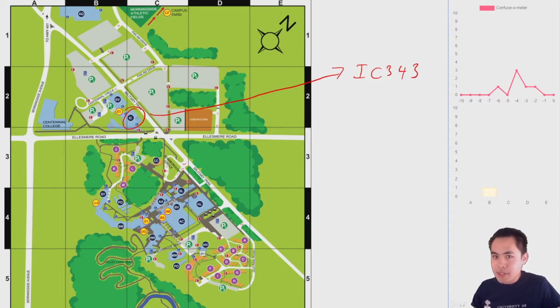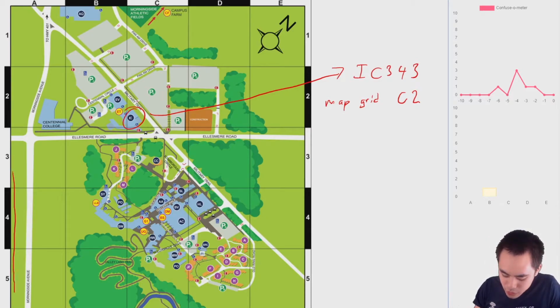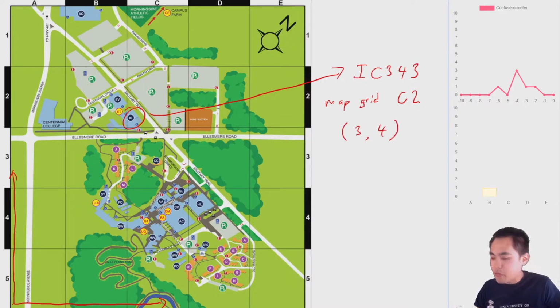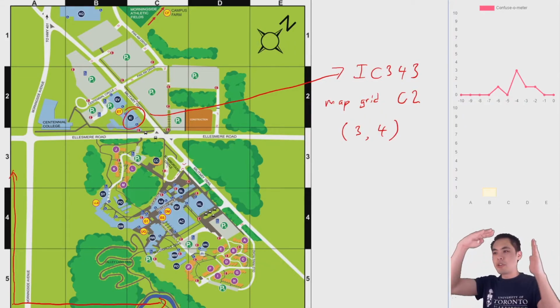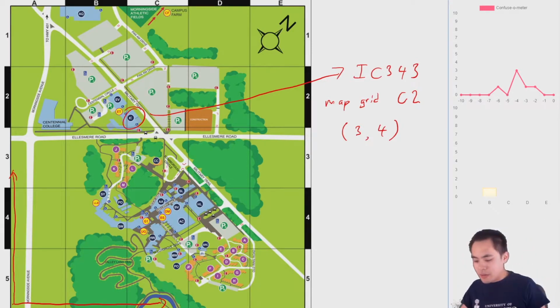So you might notice that this is in map grid C2. So that's a coordinate that tells you where things are. And if you want the grid to look a little bit more like what you normally expect, you could draw the origin down here and have this be your XY axis. And this is 3, 4 on the grid. So you're 3 over to the right and 4 up, going upwards. So maps often start their grid going from the upper left instead of the bottom left, but it's the same sort of idea.